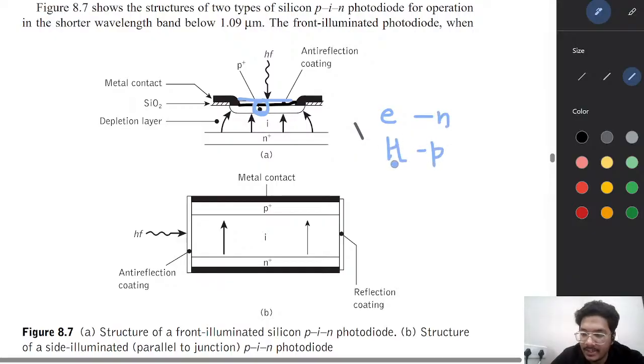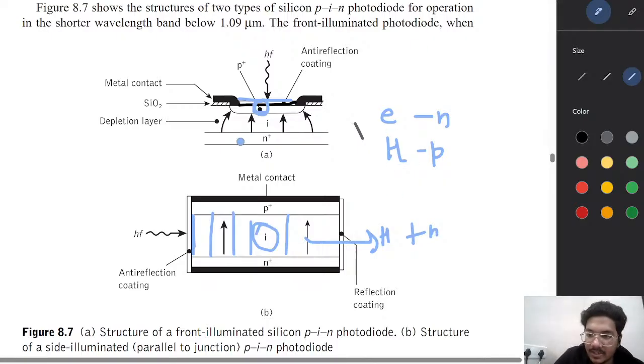Because the I region is wide and the field is uniform, the carriers drift quickly. We see the I region is very wide, and the field is uniform in this region. So carriers drift quickly. As a result, we observe high speed plus high quantum efficiency.